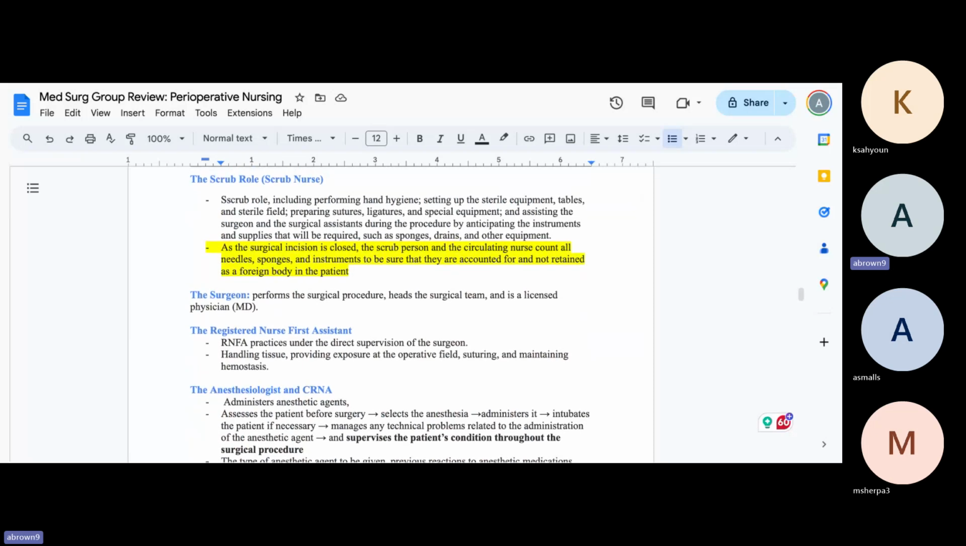The scrub role or the scrub nurse includes performing hand hygiene, setting up the sterile equipment, tables, and sterile field, preparing sutures, ligatures, and special equipment, and assisting the surgeon and the surgical assistants during the procedure by anticipating the instruments and supplies that will be required, such as sponges, drains, and other equipment. They're basically just making sure that all of the equipment is there, and then they're also assisting, handing it to the surgeon as well. As the surgical incision is closed, the scrub person and the circulating nurse count all needles, sponges, and instruments to be sure that they are accounted for and not retained as a foreign body in the patient.